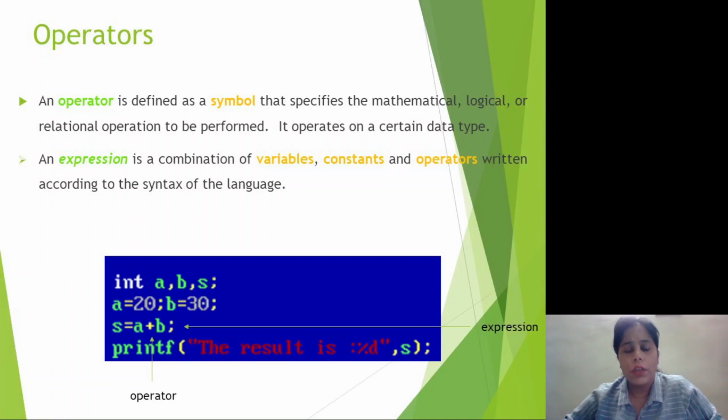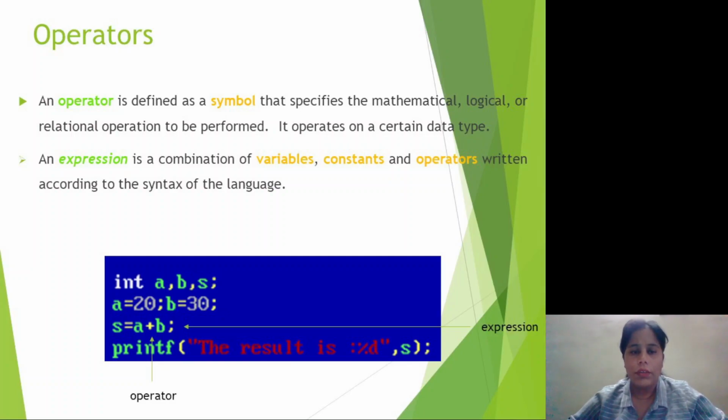Here in this program code, three integer variables are declared, which are a, b, and s. 20 is assigned to a and 30 is assigned to b. After that, one statement is written where s equal to a plus b. That means addition of these two variables, a plus b, is stored in this variable s. After that, the result is displayed with the help of a printf statement.